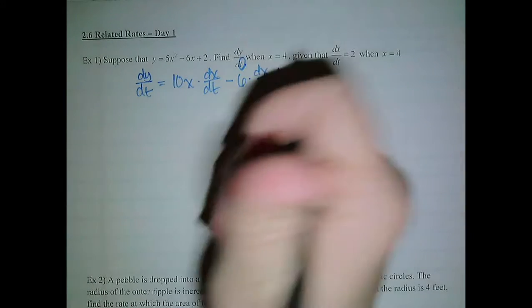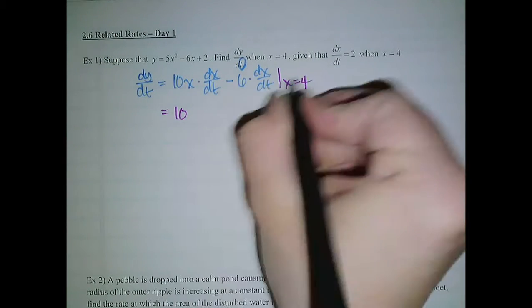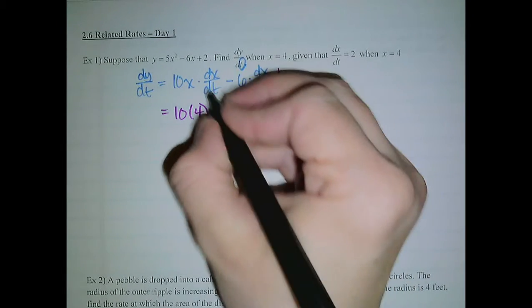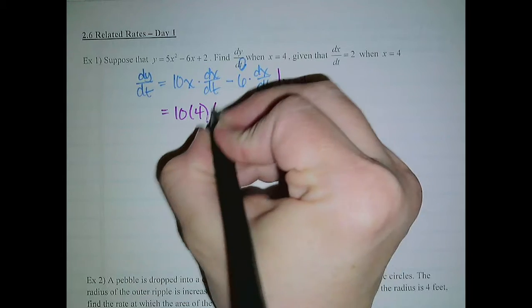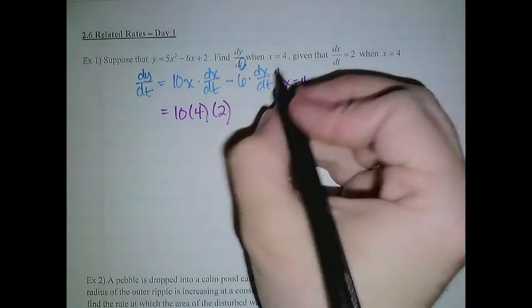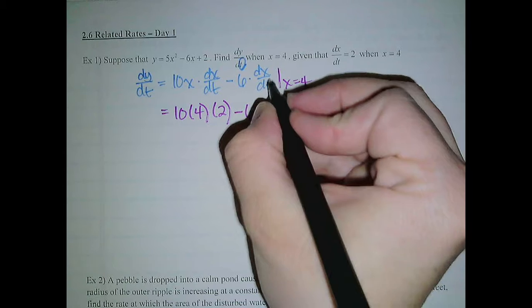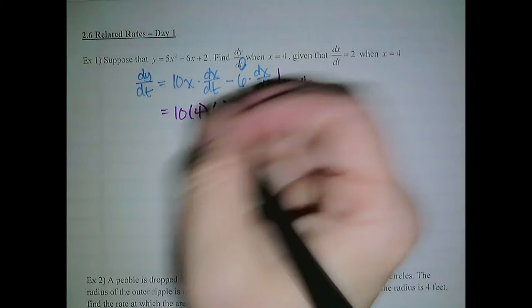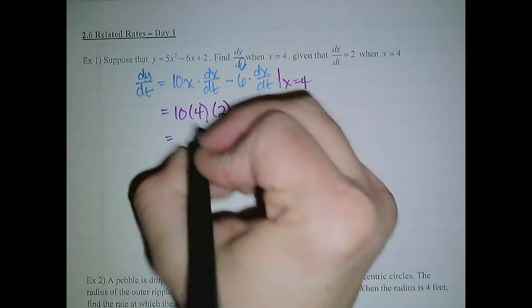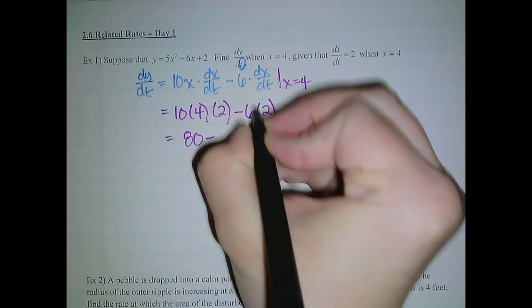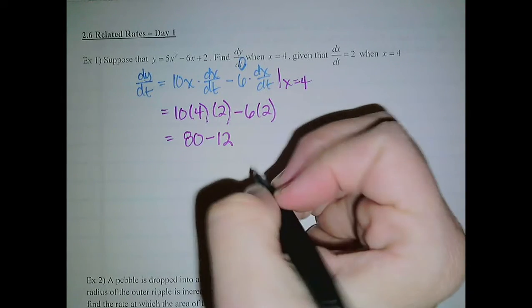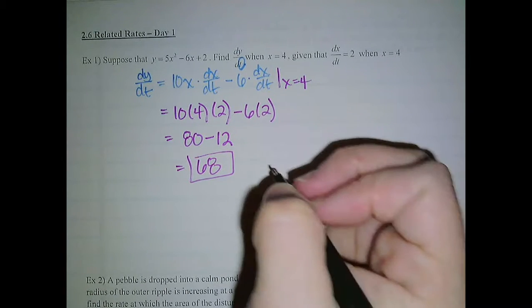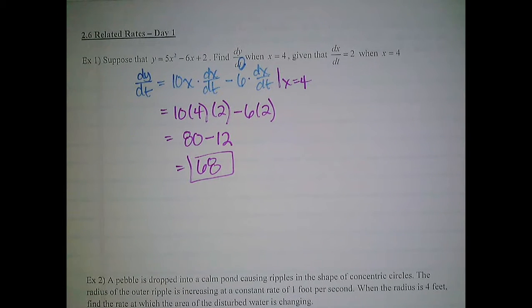And we know that we would have 10 times x is 4. And we know that when x is 4, dx dt is going to be 2. So we could go ahead and take that 2 for dx dt and substitute that in directly. Minus 6 times, and again, when x is 4, dx dt is going to be 2. So we can put that right on in. So I've got, what, 10 times 8 is 80. Minus 6 times 2 is 12. So I'm going to get 80 minus 12 would be 68. So this is again just kind of like the problem that we left off with yesterday, except now they've given us more information.